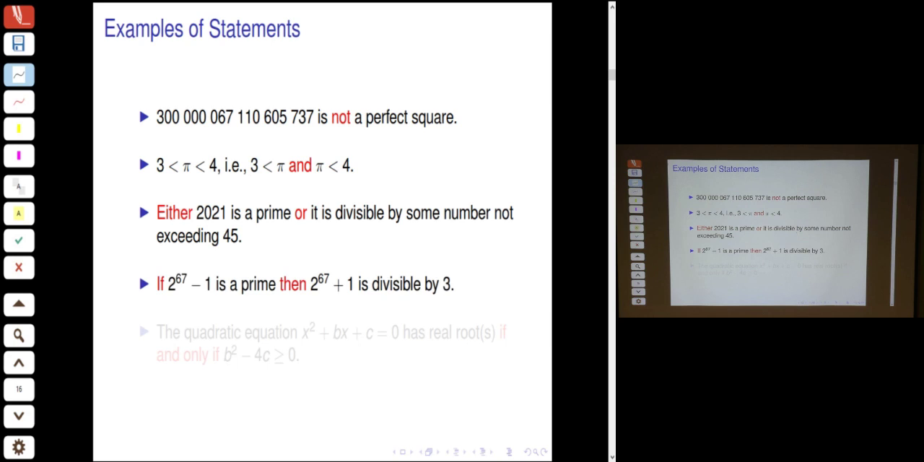And then it's quite common to see a statement like this. It is of the structure if-then. If something happened, then something else, right? So if this number is a prime number, then the other number is divisible by 3. It's just some statement consisting of two shorter statements, right? So it's like this.